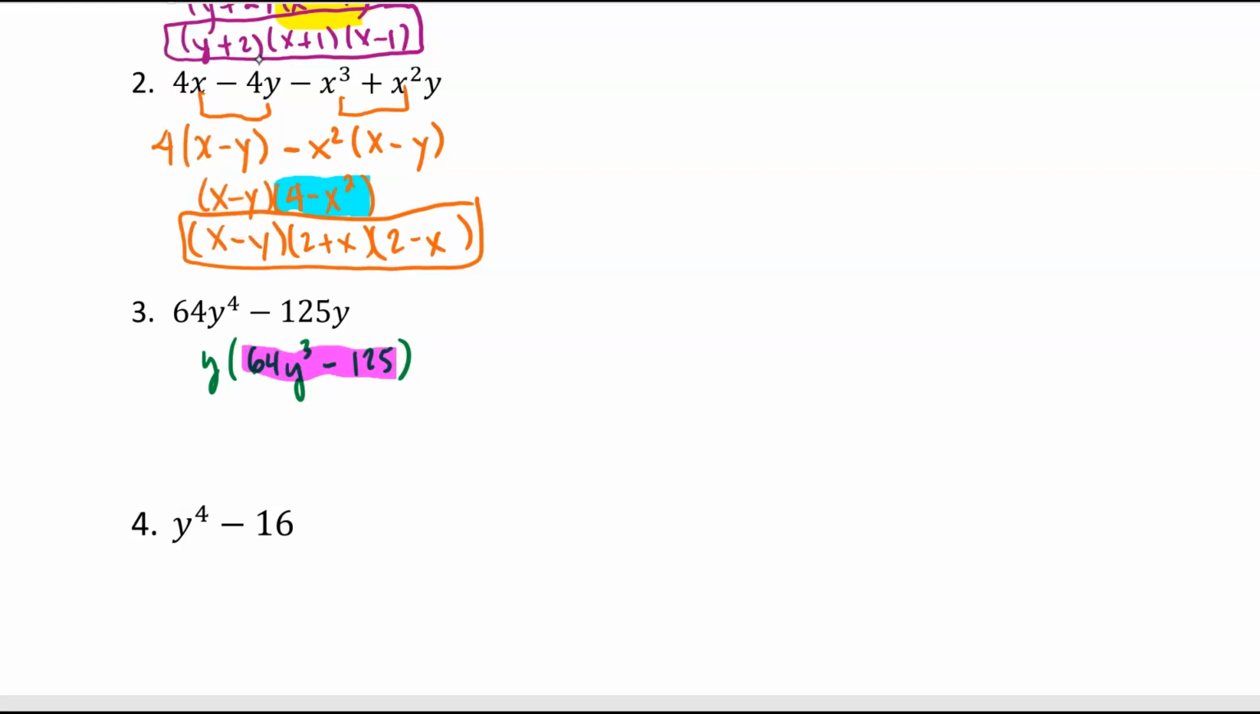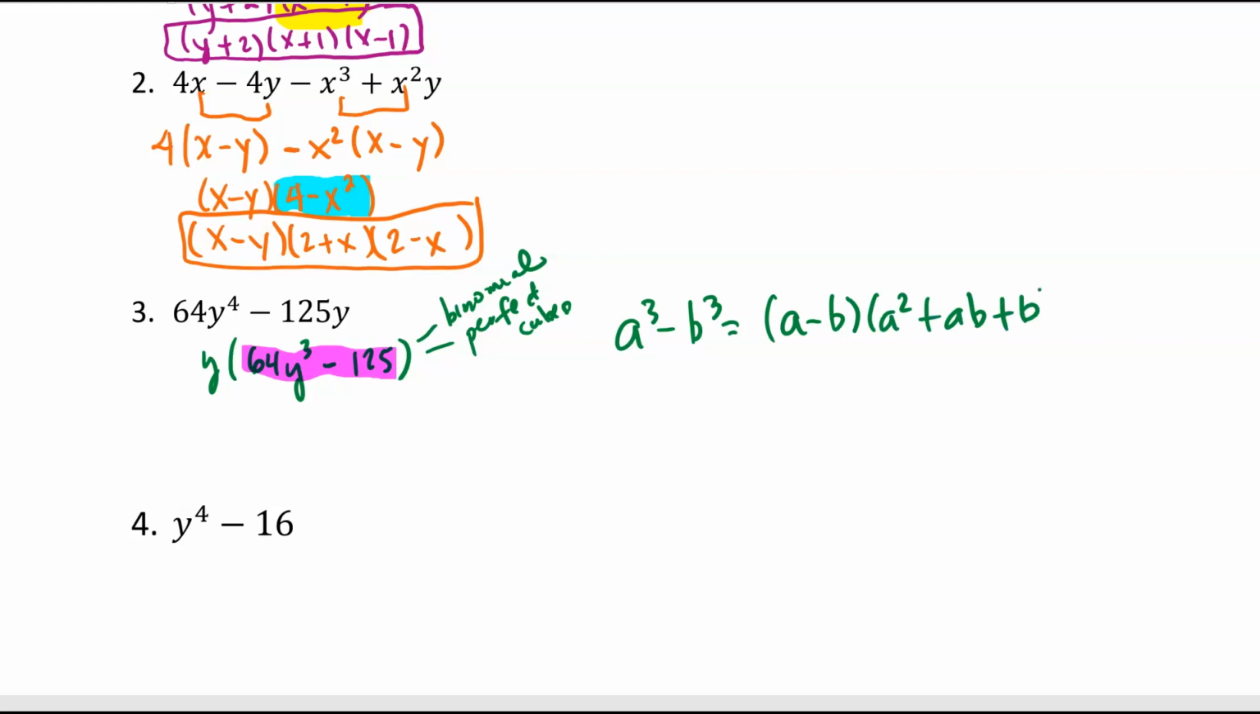64y cubed minus 125 is a binomial, right? It's a binomial, and we have some perfect cubes here. So actually, we could use the formula a cubed minus b cubed equals a minus b times a squared plus ab plus b squared. So on the test, I will give you that formula. But you have to recognize that it is a difference of cubes.